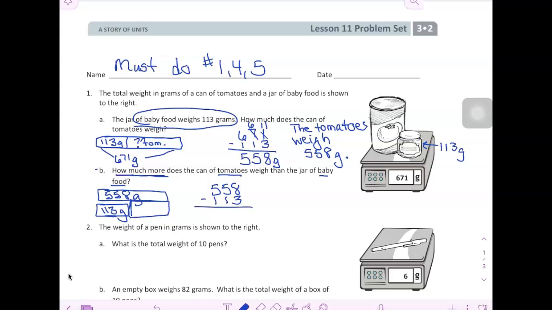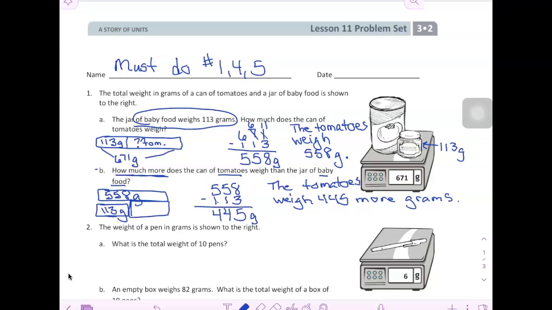8 1s, take away 3 1s is 5 1s. 5 10s minus 1 10 is 4 10s, so 50 minus 10 is 40. And 500 minus 100 is 400, so 445 grams. So the tomatoes, we'll get good at spelling the word tomatoes, I guess, weigh 445 more grams.